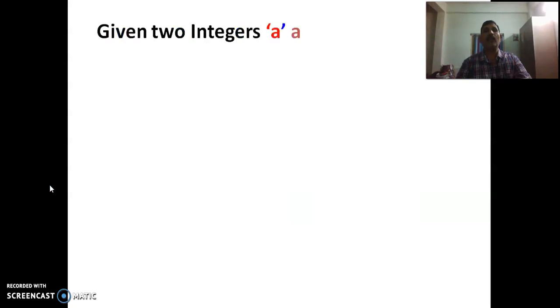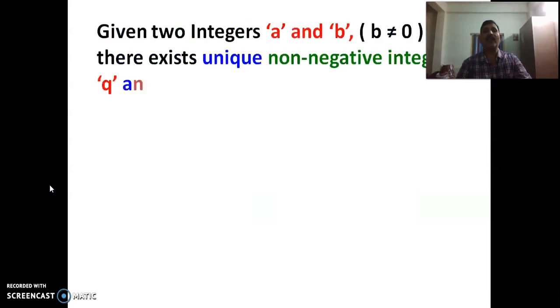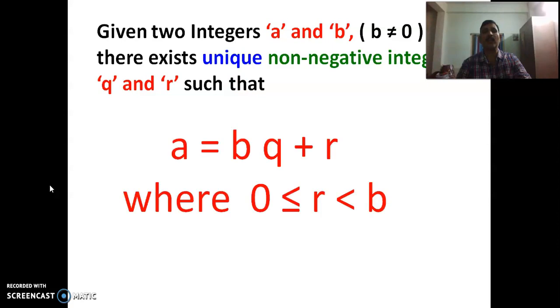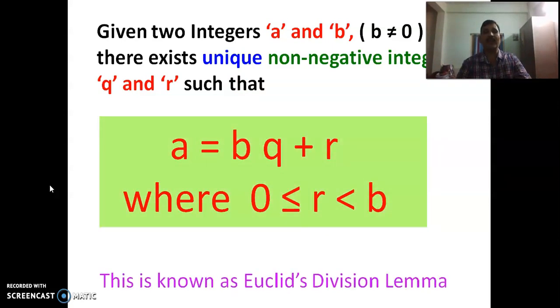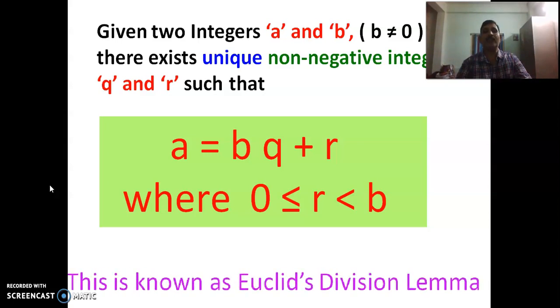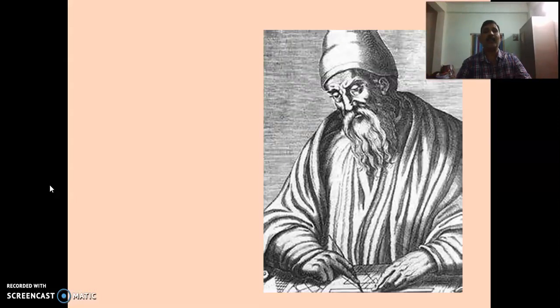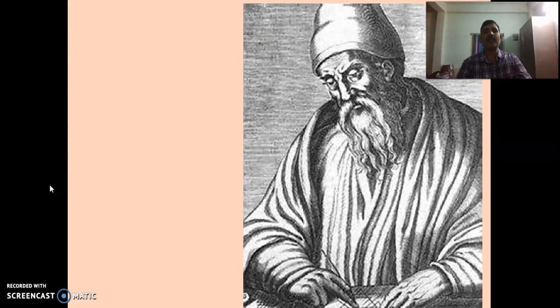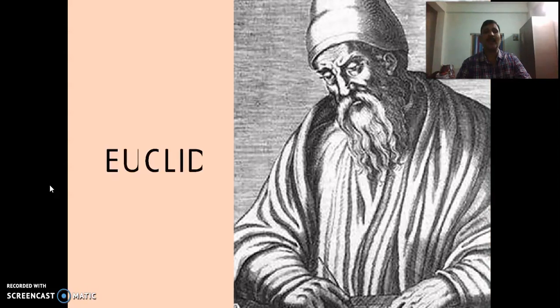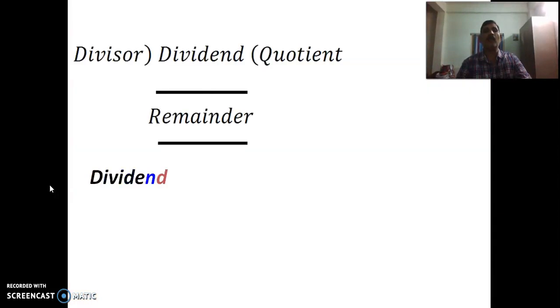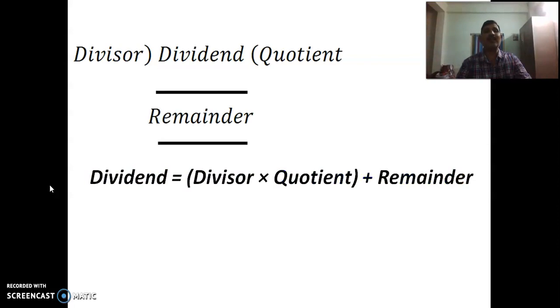Now here you observe, suppose you are given any two integers a and b, of course b not equal to 0. There exist unique non-negative integers q and r such that a is equal to bq plus r, where 0 is less than or equal to r less than b, right? And this is known as Euclid's lemma, the name of the mathematician. Okay, and now let us try to understand the same.